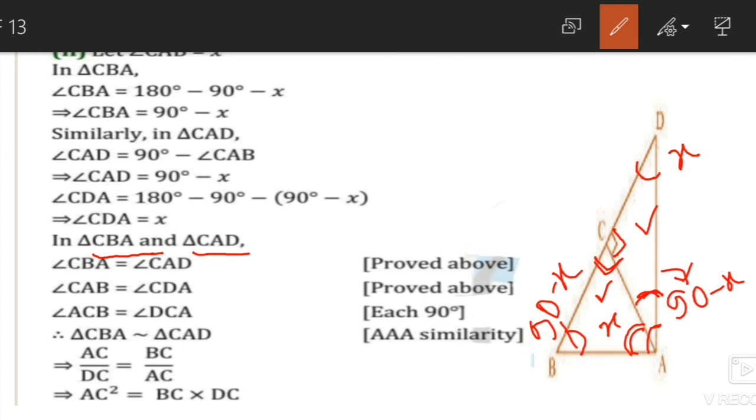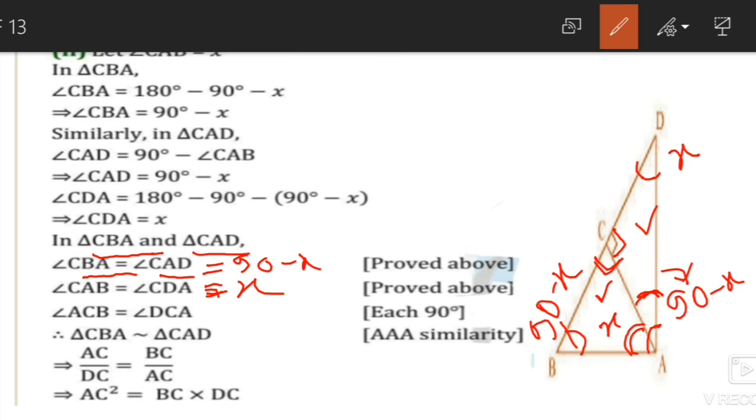As you can see, angle CBA is equal to CAD. CBA is 90 minus x, and CAD is also 90 minus x. Since both are 90 minus x, these two are equal. Proved above. Again, CAB is equal to CDA. CAB is x and CDA is also x. So they are equal because the measurement of both these angles is x.